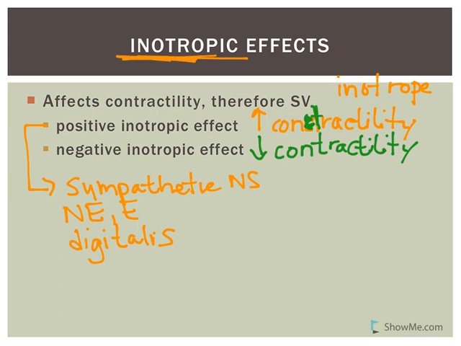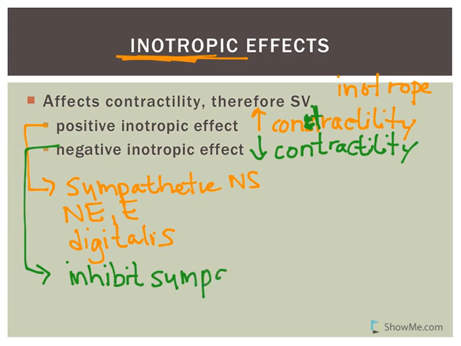Now, factors that decrease stroke volume by decreasing contractility would be if you inhibit the sympathetics, and also things like beta blockers. Now, you'll notice I didn't put parasympathetic here, because you're going to see very shortly why I don't really say the parasympathetic nervous system decreases contractility. You'll see why in a moment.